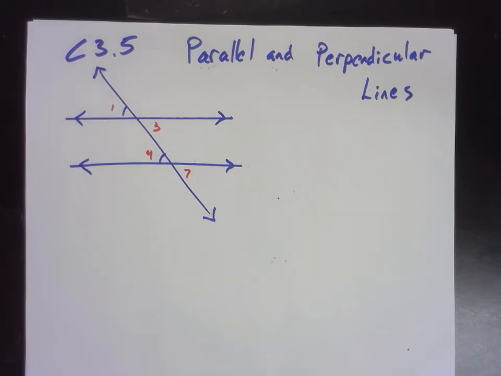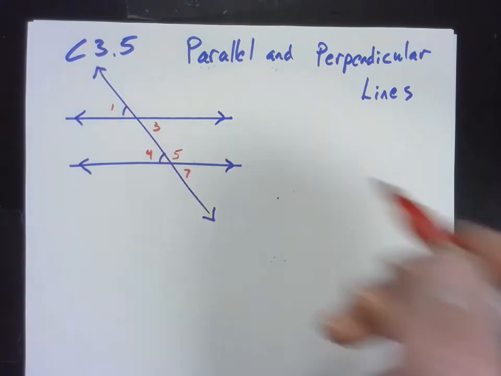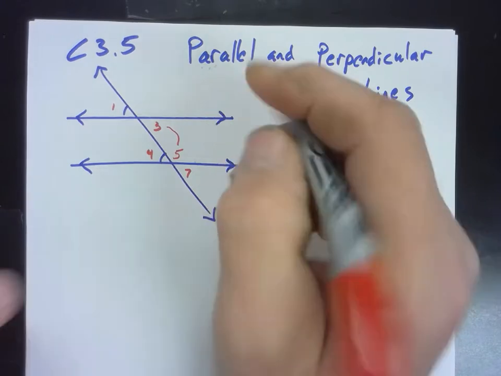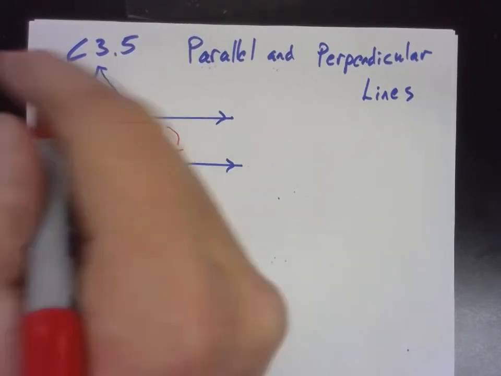And then if two parallel lines are cut by a transversal, what do we know about the consecutive interior angles? What is that? Supplementary. Yeah, supplementary.